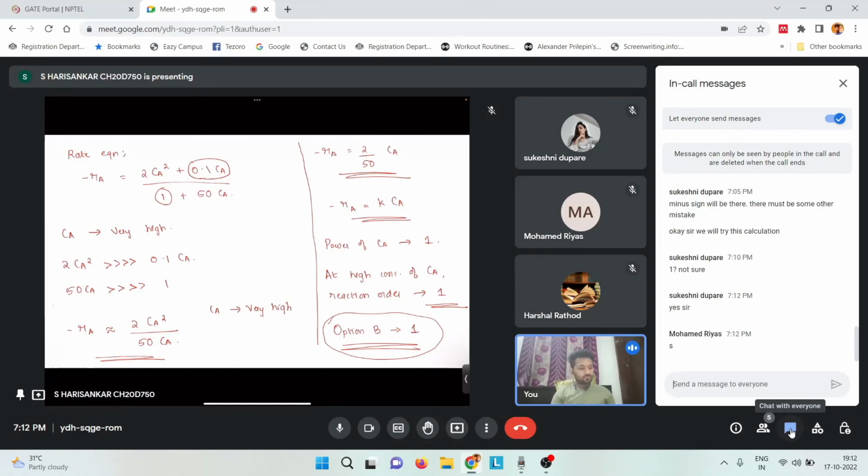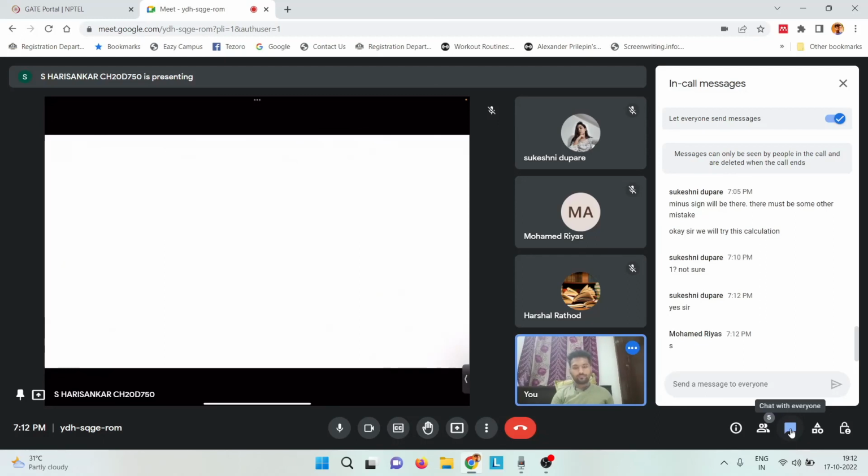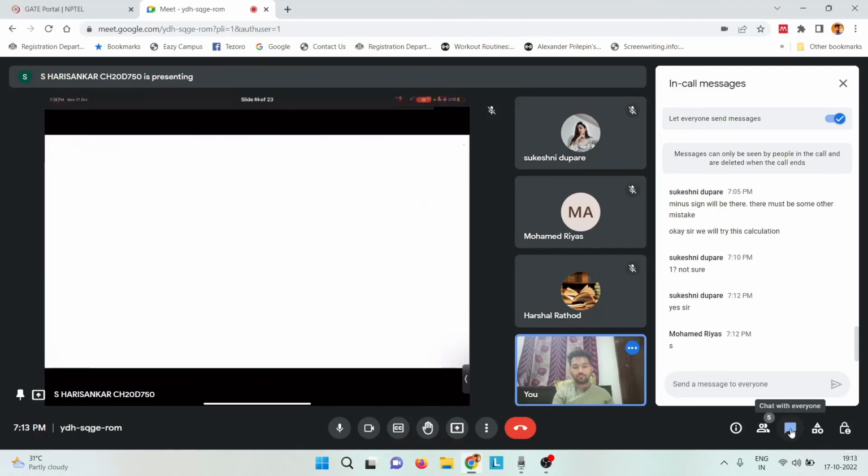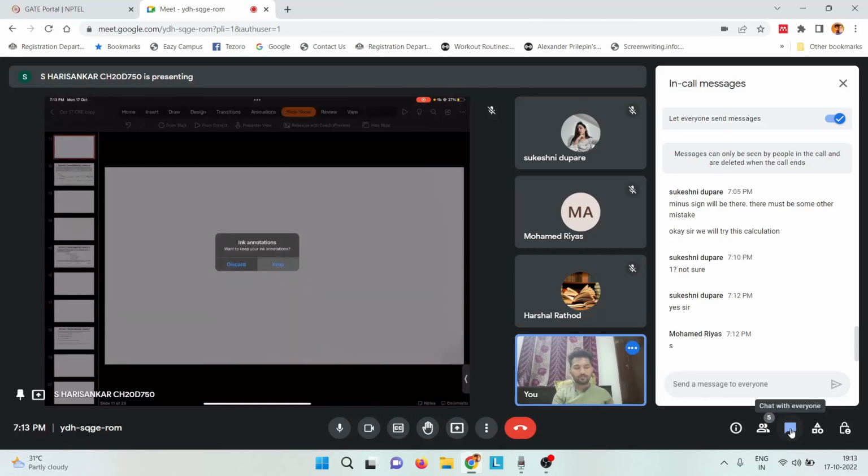So I wanted to try one more question. And this question basically is a combination of reactors in series, CSTR and PFR in series. Since we don't have much time left, I'll stop here. What we'll do is we'll start the next class from this portion, combination of reactors, and then we'll see how we can proceed from that.